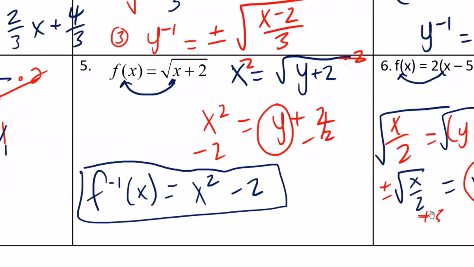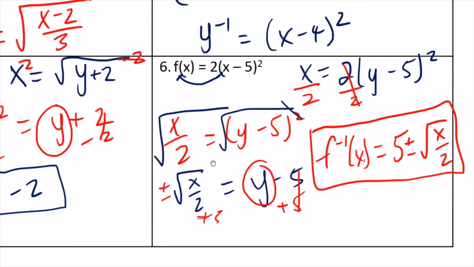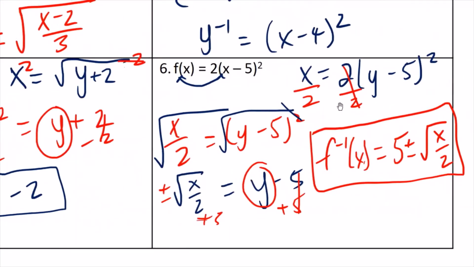All right, number 6 would probably be the toughest of the bunch. So you switch your x and your y. You start off with the multiplication. So the opposite of multiplying is to divide. So you should have divided by 2. So that would have given you x divided by 2.